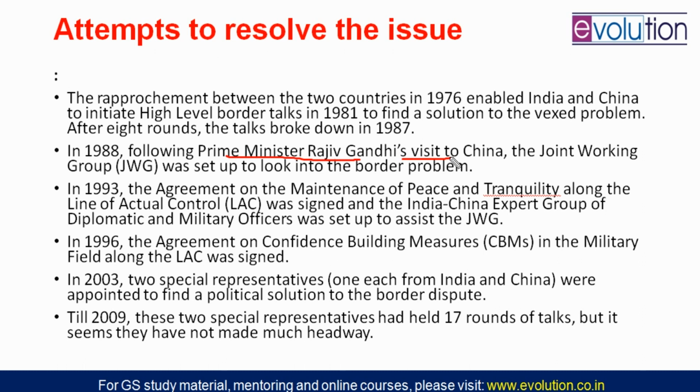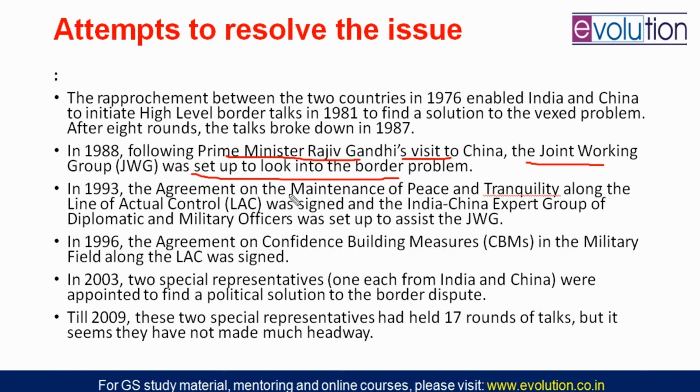And there we set up a joint working group to resolve the border dispute, and we wanted to create a map. So many meetings have been conducted. Till now, there has been no consensus, no decision on the border. When Narasimha Rao came, he took some further steps.